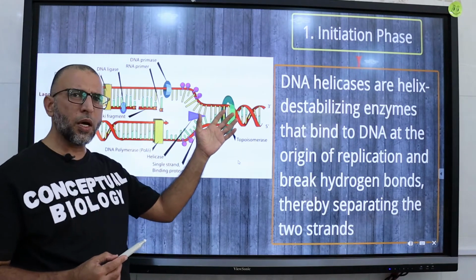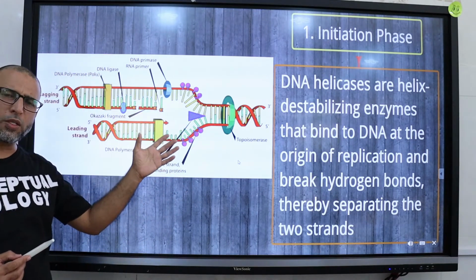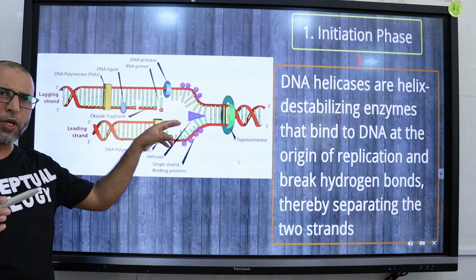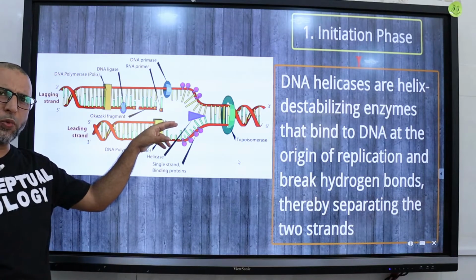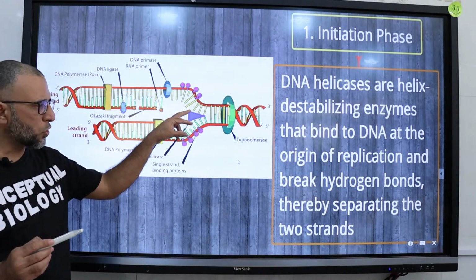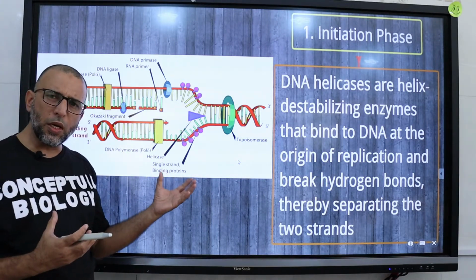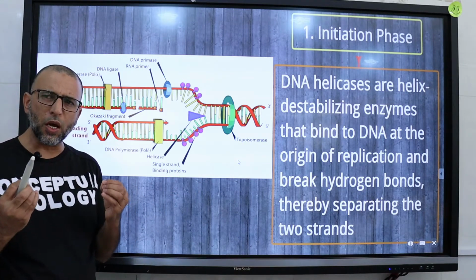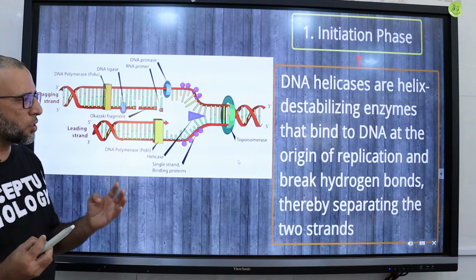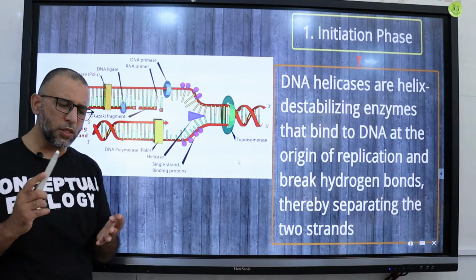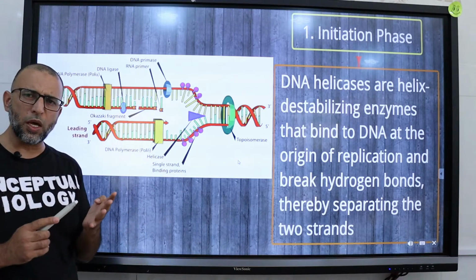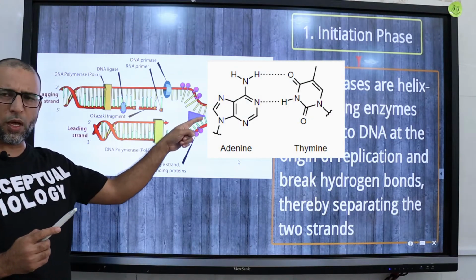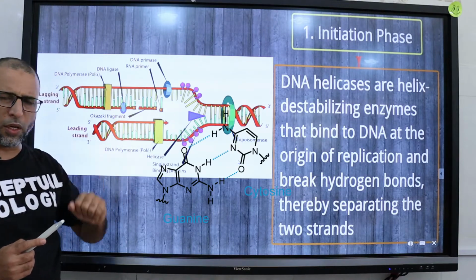DNA helicases are helix destabilizing enzymes that bind to the DNA at the origin of replication and break hydrogen bonds, thereby separating the two strands. To understand DNA replication, we need to understand how the bases in DNA are composed. DNA contains four types of nucleotides: adenine, guanine, cytosine and thymine. There are two hydrogen bonds between adenine and thymine and three hydrogen bonds between guanine and cytosine.